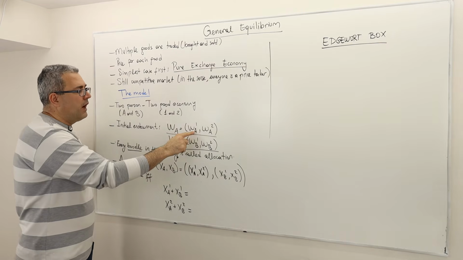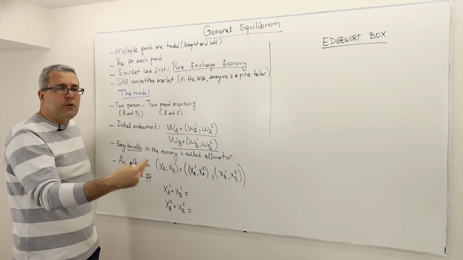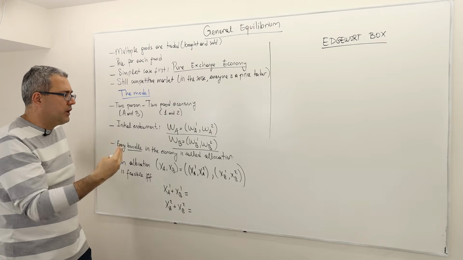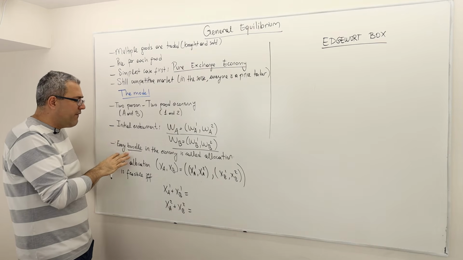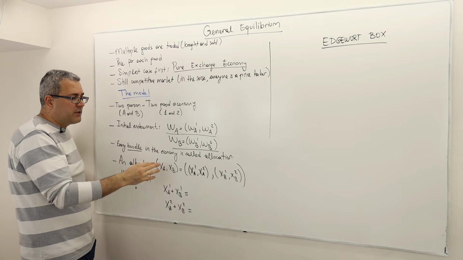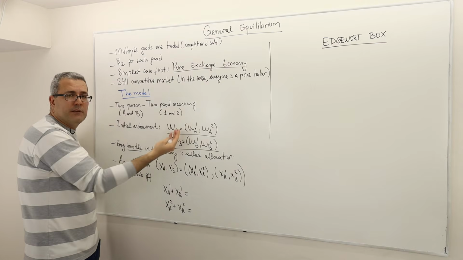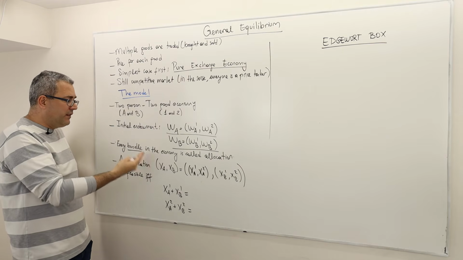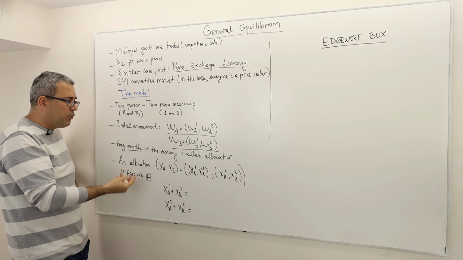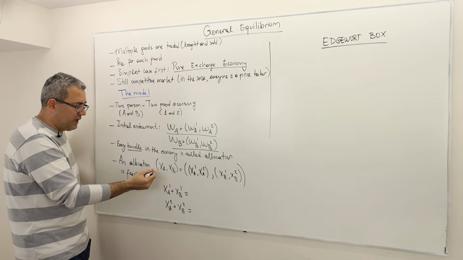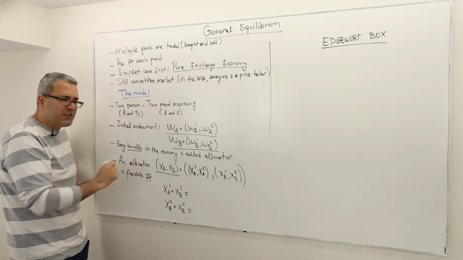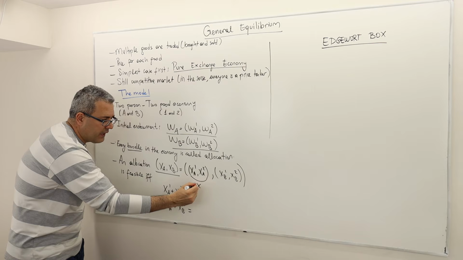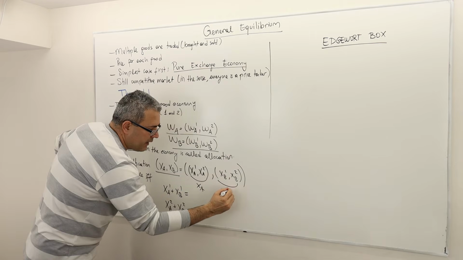So once again, A and B are the names of these agents, and 1 and 2 are the names of the goods. Every bundle in the economy is called an allocation. This is a bundle, a basket. We usually denote an allocation as (XA, XB). Here, XA is a vector.